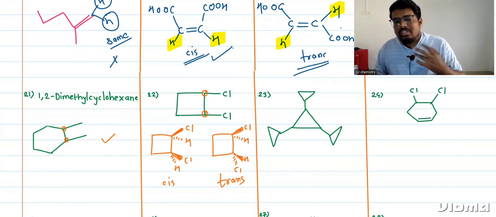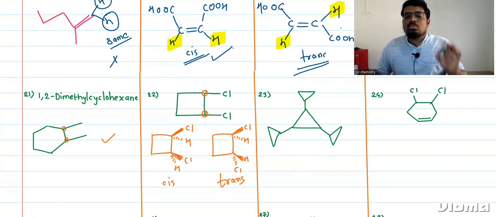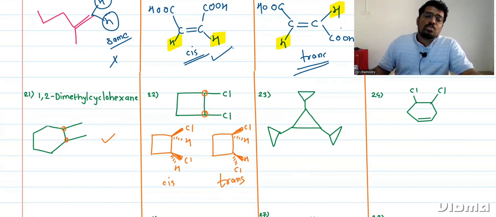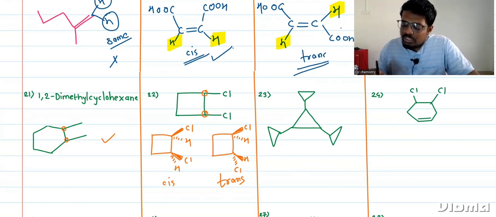So we need two sp3 carbons. We need at least two sp3 carbons with different groups to show geometrical isomers. In example number 23, check the carbons. Here sp3 carbon, sp3 carbon, and sp3 carbon. So three sp3 carbon atoms are there. So yes, the 23rd example also shows geometrical isomers.